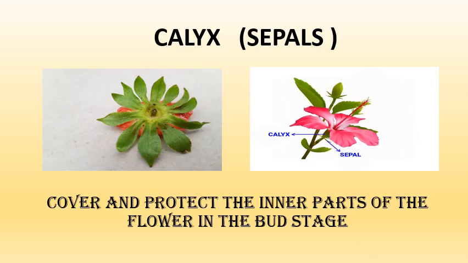The outermost whorl is calyx. Look at the flower. Now above the thalamus you can see several green leaf-like structures known as sepals, and together they make the outermost whorl of the flower called calyx. These sepals cover and protect the inner parts of the flower in the bud stage.